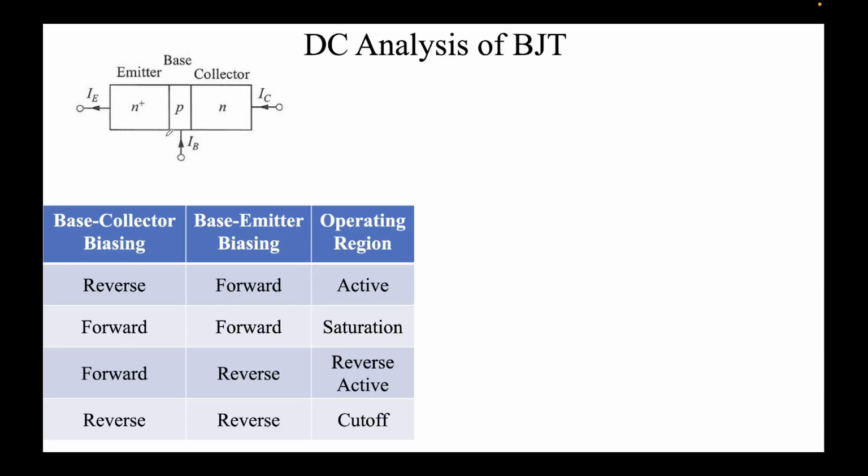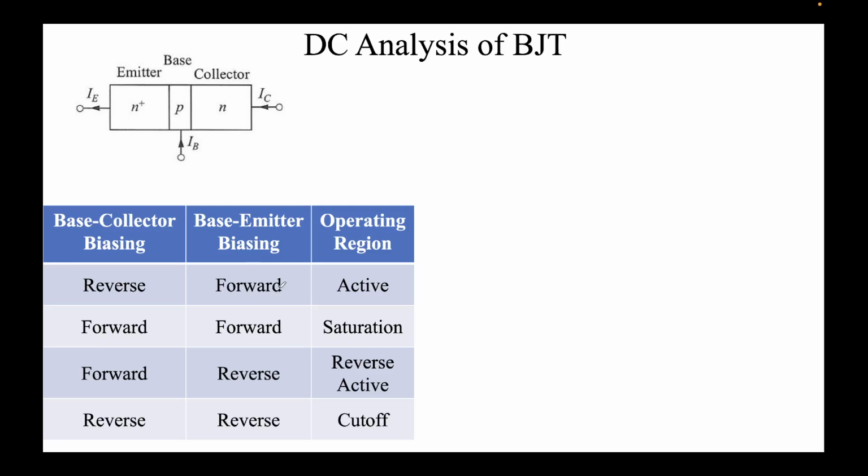As there are 3 terminals, you can bias them in 4 different ways. There are 2 ways of biasing the base emitter junction, and there are similarly 2 ways of biasing the base collector junction. This is the base collector biasing, this is the base emitter biasing, and there can only be 4 combinations, 2 into 2. So this is the complete list, in fact.